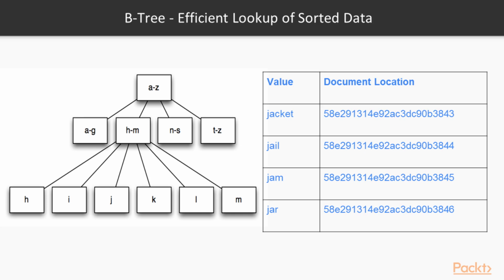And then at the next level, we actually have 4 different nodes. Everything under A through G is stored in the first child, then H through M is stored in the second child, N through S in the third, and so on. And then in the third level, we have each letter stored individually.